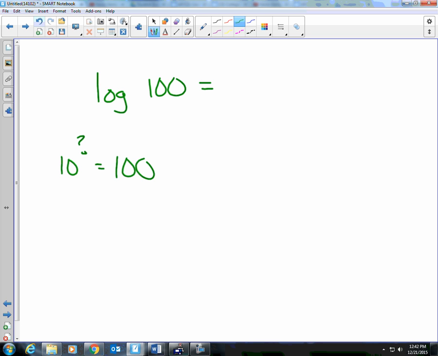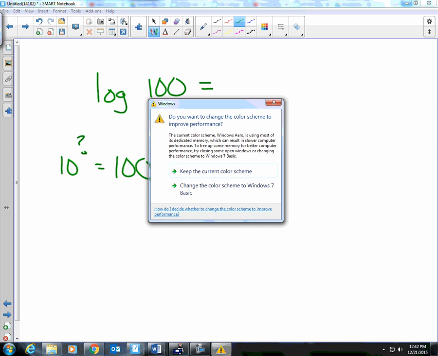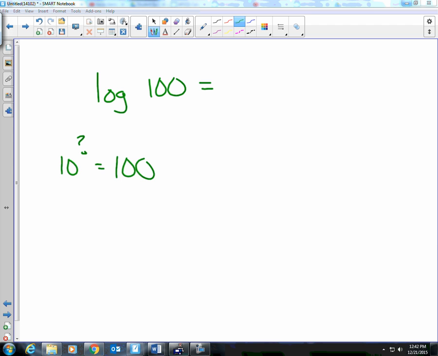However, there's another special base other than 10. So this is equal to 2. That means 10 to the second power is 100. So the assumed base is 10. It's not written. But if we have log base e of something, we write it as natural log.